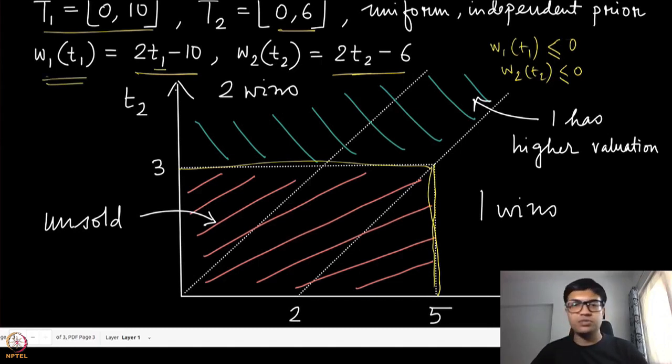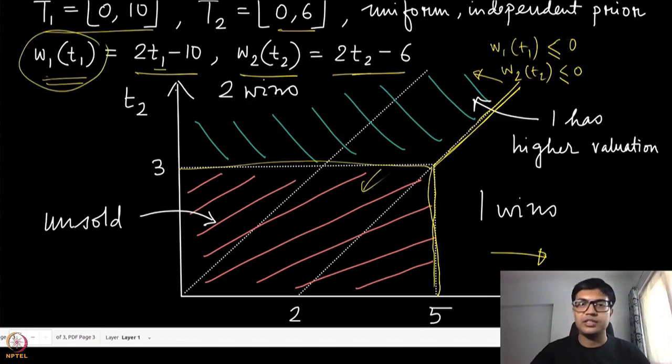Outside this red box, the object is going to be sold, but it is going to be sold to whoever has the highest virtual valuation. So you can see that this line here will be the determining factor. On the left hand side of that line, you are going to give the object to player 2, because this virtual valuation will be larger. On this side, player 1 will win, because the virtual valuation W1(T1) will be larger.